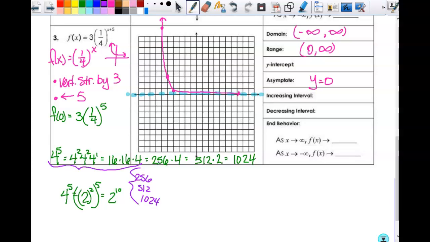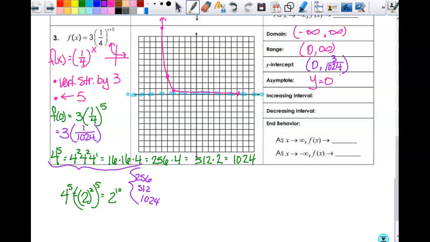But now 1024 is not my answer. I've got to be able to use it correctly as well. This is going to be 3 times 1 over 1024, which means my y-intercept is 0, 3 over 1024. Now, does that seem like a reasonable answer? Yes. Does my graph look like maybe it's off by a little bit? Yeah. Am I going to fix it?